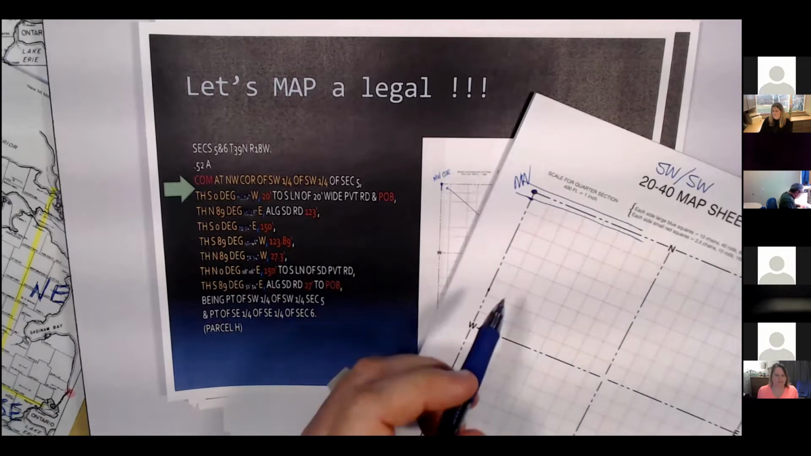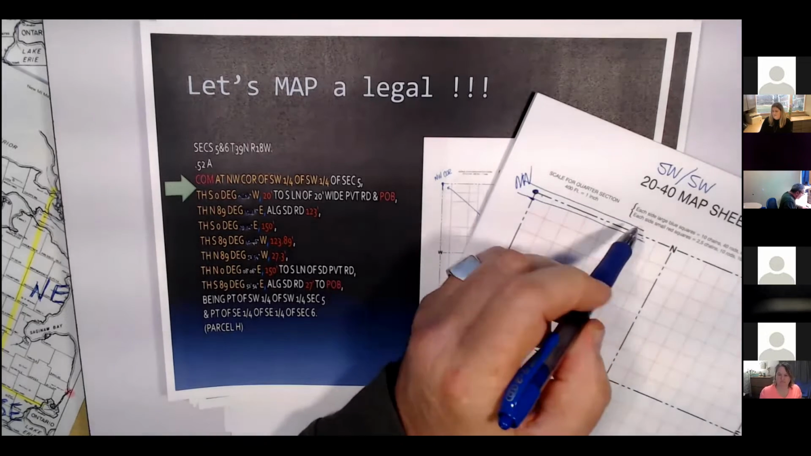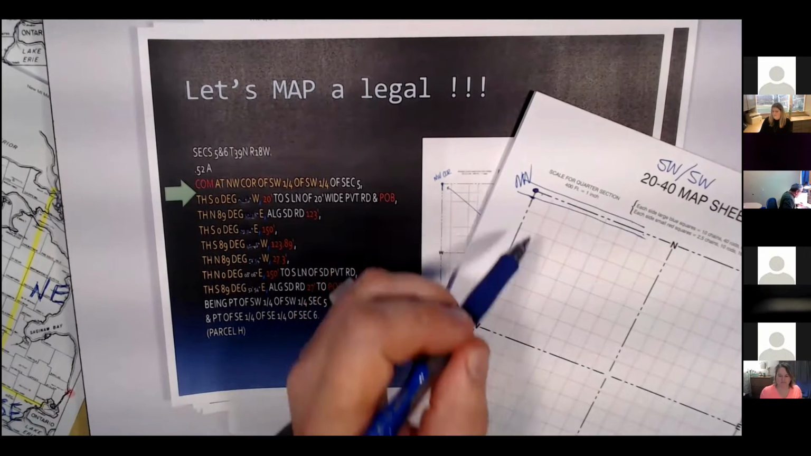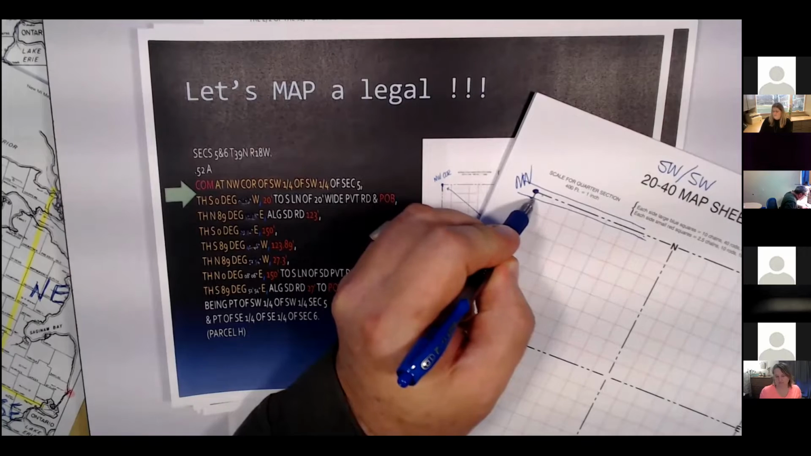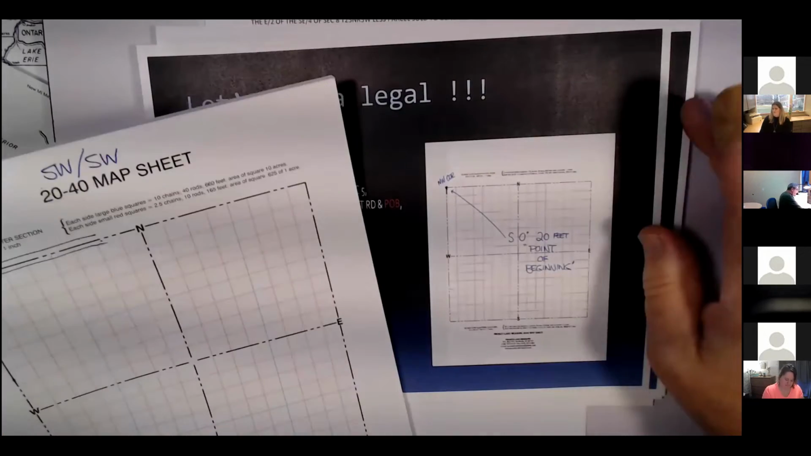So what this description is telling us is that right here is a private road, and 20 feet of it is in this quarter section, and that might be the entire width of the road, maybe 20 feet. So it's getting you to that point as the point of beginning of your description. Then you're going to go to the next line.